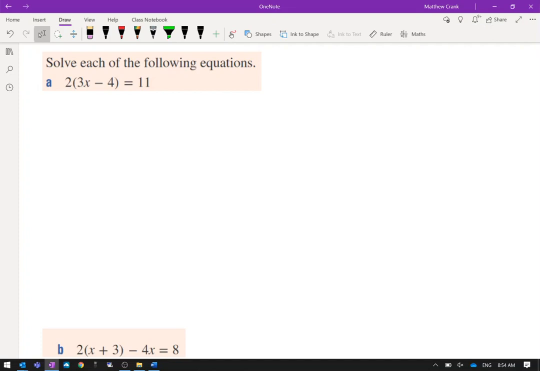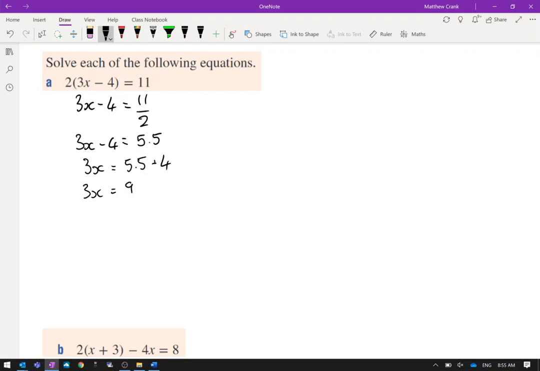Now there's sort of two ways that you could approach this. You could, first of all, and I'm going to do these, I know I showed you 3 ways to rearrange last lesson, I'm going to do all of these examples the first way. First of all, you could take the 2 over, because it's outside of the bracket and numerically sort of furthest away from the x. So we can go 3x minus 4 equals 11 over 2, which is 5.5. Okay, now we've got minus 4, we can take that over, and that becomes 5.5 plus 4, which is 9.5.